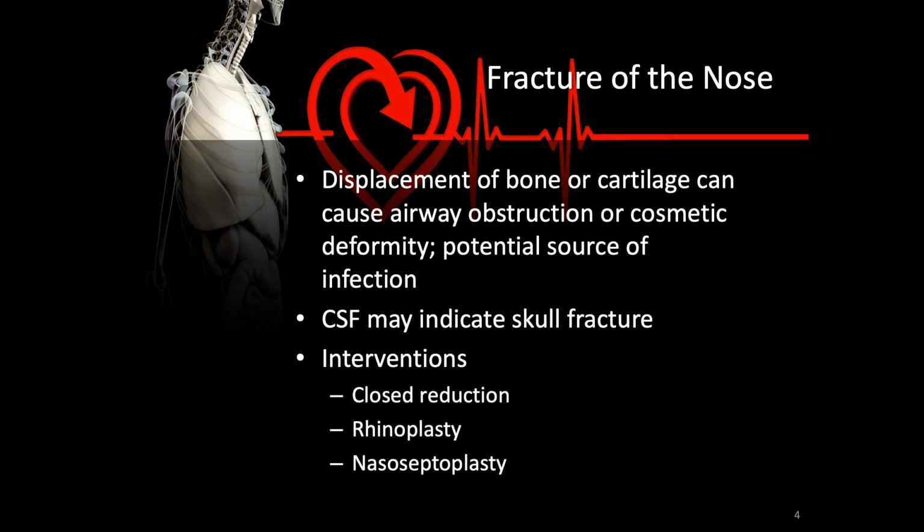This is a displacement of bone or cartilage that can cause airway obstruction or cosmetic deformity. It is also a potential source of infection. If there's the presence of cerebral spinal fluid, this may indicate that there's a corresponding skull fracture. Interventions include closed reduction of the fracture, rhinoplasty, that is surgical repair of the nose, or nasoseptoplasty, also known as submucous resection or SMR. Patients with severe septal deviation may have chronic symptoms, including discomfort, and they may need surgical repair of that deviated septum.